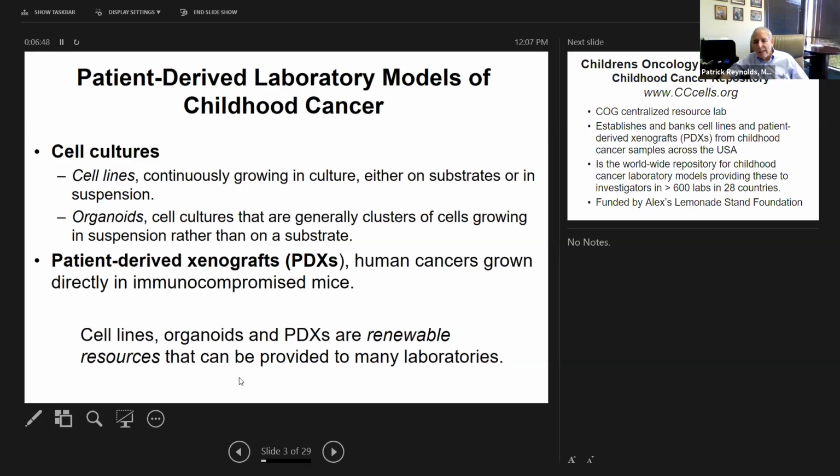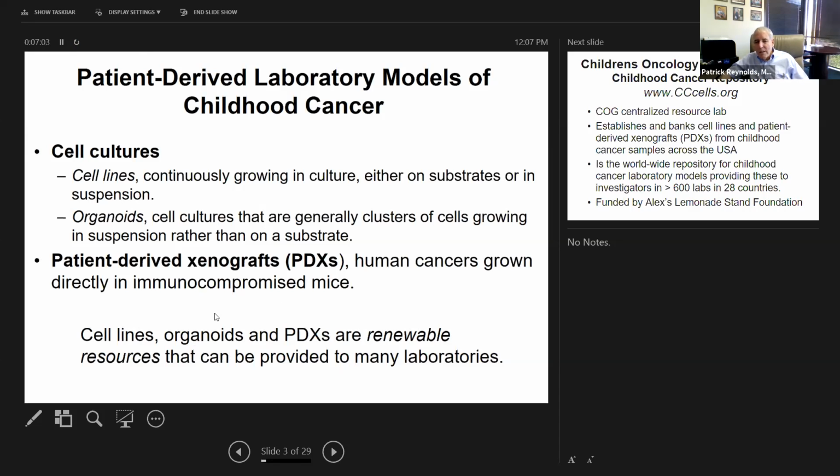Laboratories can replicate exactly what was done in others. And of course, they're live cells, and so you can actually study drugs on them. So that's one of the advantages of these. Now, of course, the disadvantage is we're taking them out of the patient and putting them either into cell culture or into these mice.